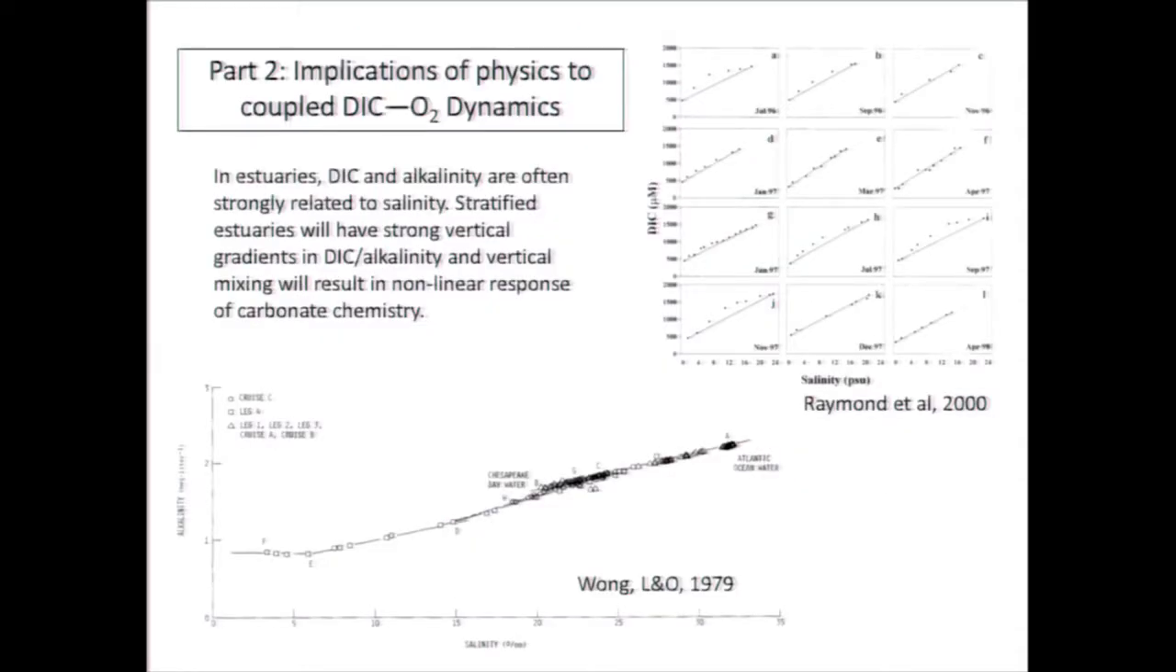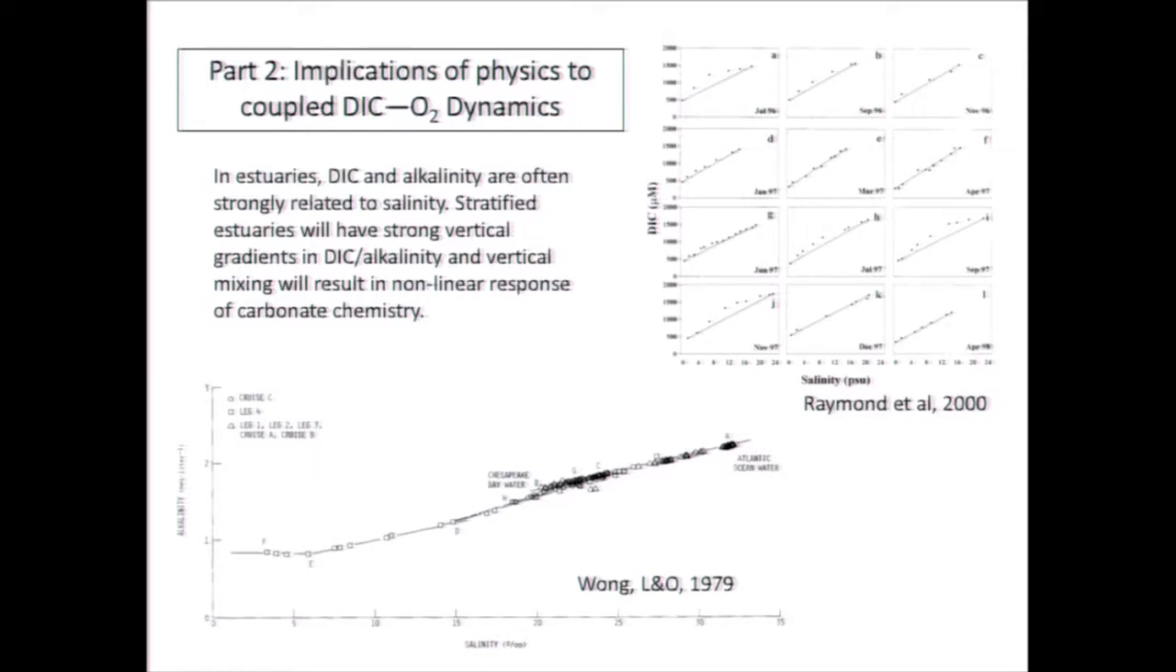Okay, part 2 is going to look at how physics can impact both oxygen and DIC in a simplified coupled model. This is a figure from Raymond et al., showing salinity on the y-axis and DIC on the x-axis, and these are 12 cruises. The key point is that there's a very strong along-estuary gradient in DIC. We plot this as a conservative mixing line, and we look for deviations from that to identify sources or sinks of carbon along the system.